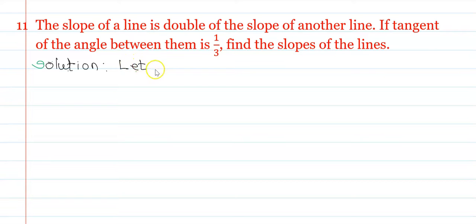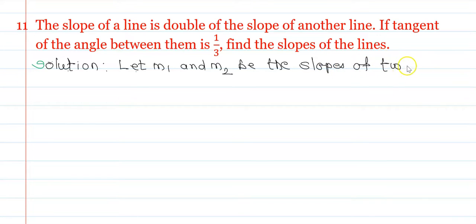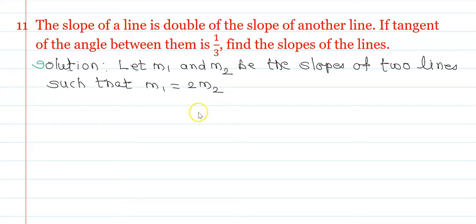Let m1 and m2 be the slopes of two lines such that m1 is equals to 2 times m2. Okay. Now suppose m2 is equals to m.